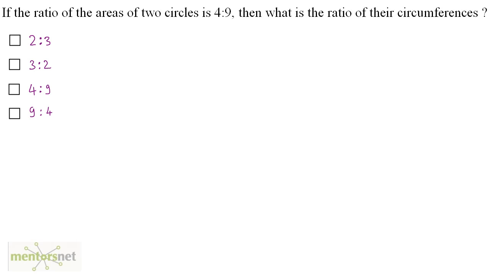If the ratio of the areas of two circles is 4:9, then what is the ratio of their circumferences? Well, the ratio of the circumferences will be C1 by C2, and that will be equal to 2 pi R1 upon 2 pi R2, right? So these 2 pi's get cancelled out. We have the ratio of the circumferences as R1 by R2. Now let us find out what is R1 by R2.